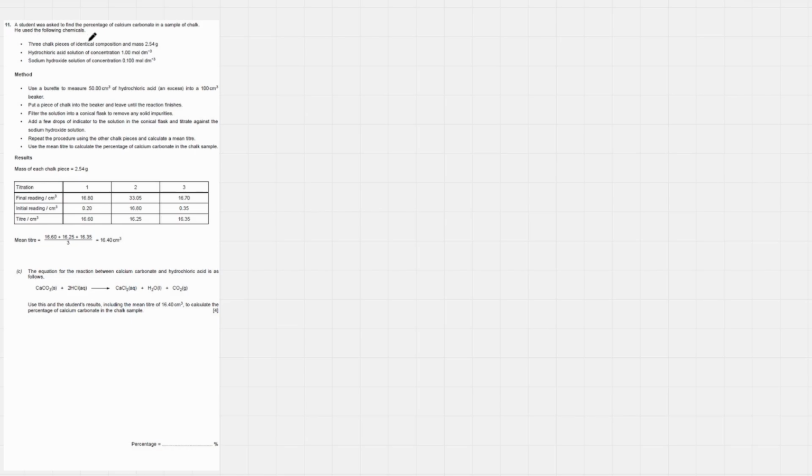So this video will be on titrations, and firstly we'll have to analyze the question to see what type of titration will be taking place. So we have 3 chalk pieces of identical composition and mass, like that. We have hydrochloric acid solution and we have a sodium hydroxide solution. So it looks like it'll be a double titration from the start of the question.